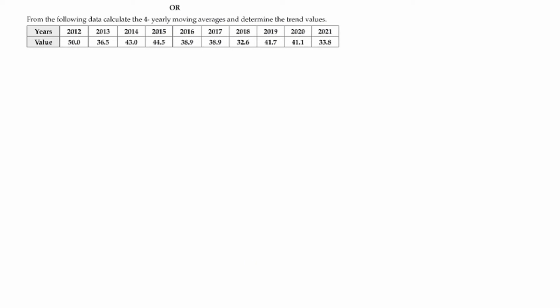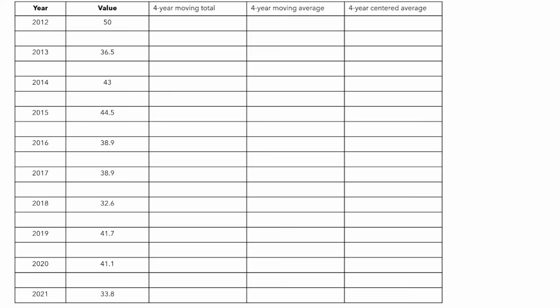Moving on to the next question. From the following data, calculate 4 yearly moving averages and determine the trend values. So here we need to find the 4 yearly moving averages. Let us draw a table like this. We have to find the 4-year moving total, then the 4-year moving average and the 4-year centered average. Finding the 4-year moving total carries 1.5 marks and the 4-year centered average carries 1.5 marks.